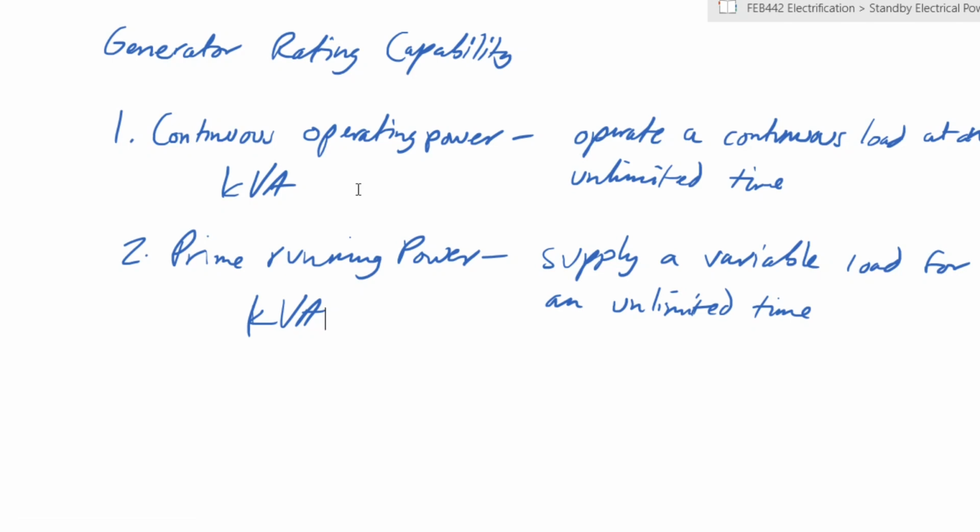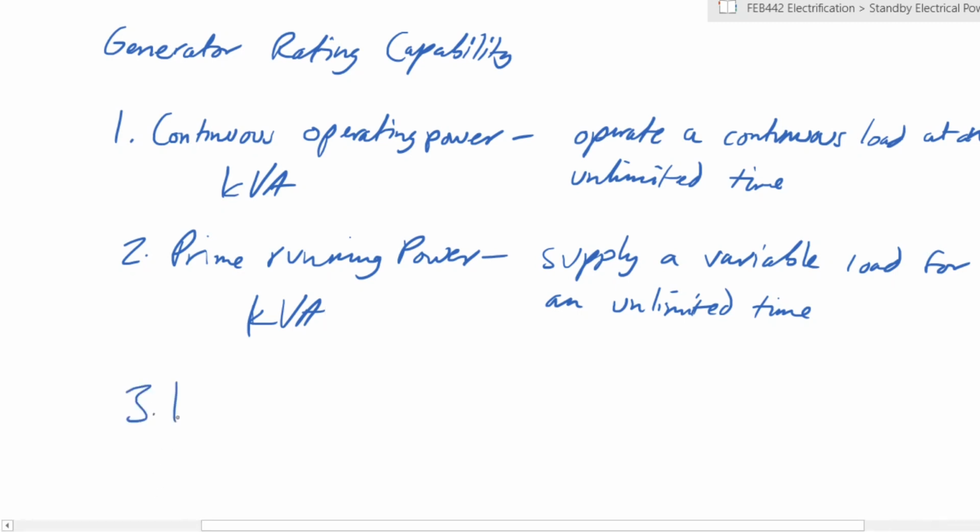So a generator might be rated, say, 500 kVA continuous operating power, but if its application is prime running power, you can then change it to even more than that, say 700 or 800 prime running power, because of the variation of the load, it will not heat up as much as in terms of continuous power.